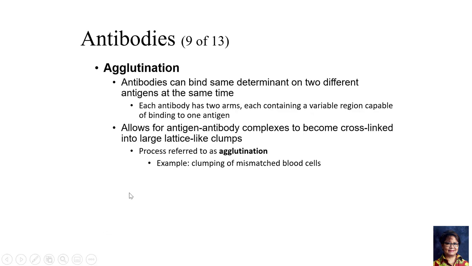Agglutination is when antibodies bind to their determinants on two different antigenic markers at the same time. Then they become heavy, and they form complexes to form large lattice-like clumps. This clumping together is what's called agglutination. When they agglutinate, it becomes very easy for the phagocytes to eat those foreign antigens.